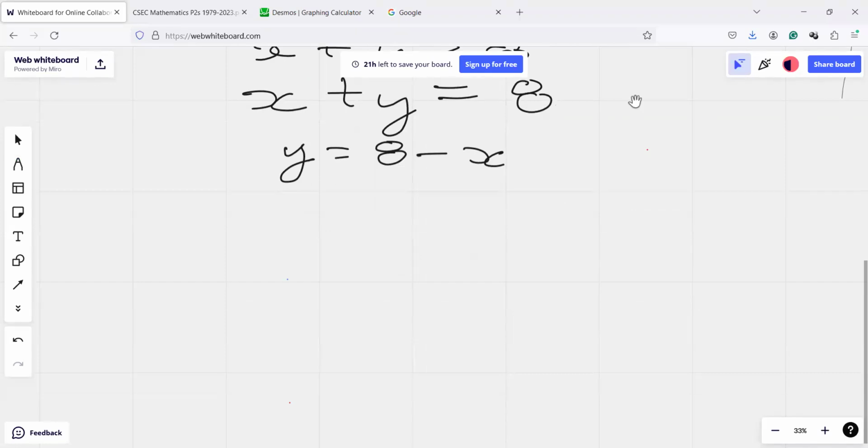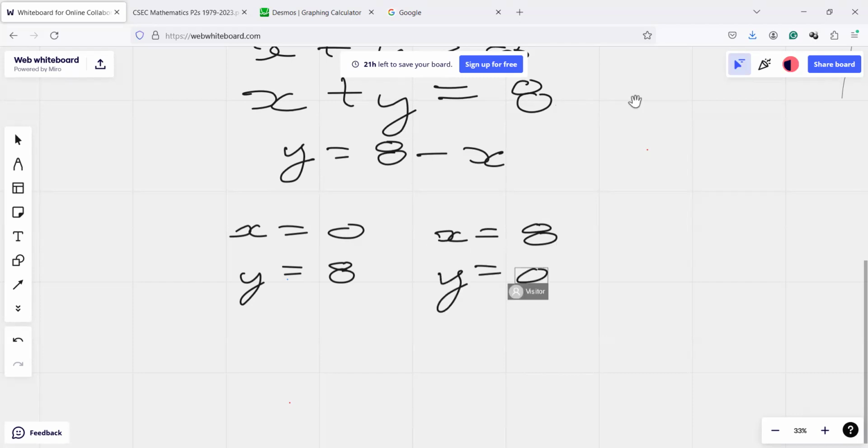So I'm going to choose, for example, let's say I'm going to let x equal to 0. When I plug 0 into y is equal to 8 minus x, I'm going to get y equal to 8. And for my second point, I'm going to choose x is equal to 8. When you plug that into the equation, you get y is equal to 0, right?